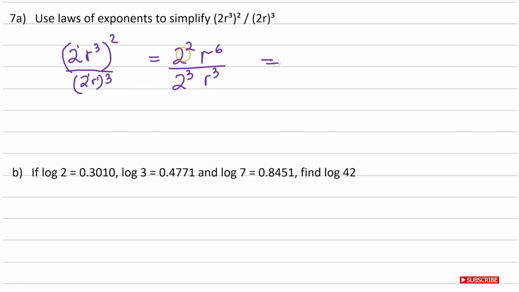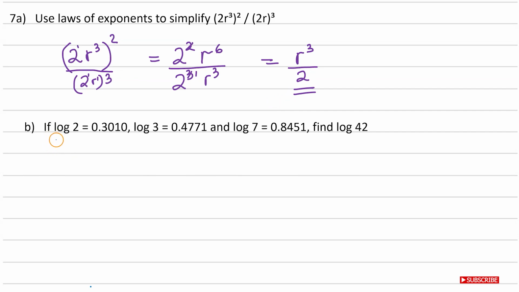Now what do we get? Well, these two 2s will cancel and you just have 1 left here. And then when we divide, what do we do with powers? We subtract. So 6 take away 3 is 3, so that's going to be r to the power 3 divided by, there's 2 left, which is up here, and that is the answer for 7A. Now for 7B, we are told log 2 is equal to this, log 3 is equal to this, and log 7 is equal to this. Find log 42.